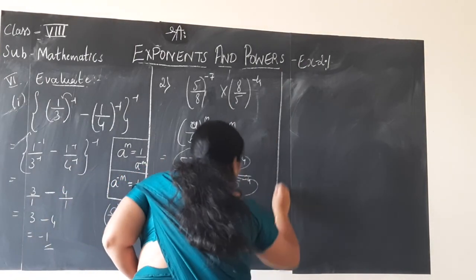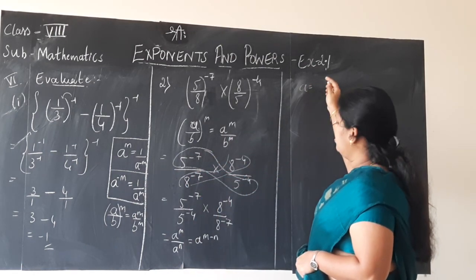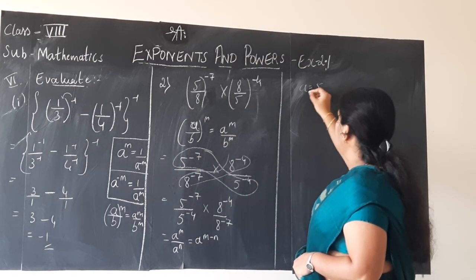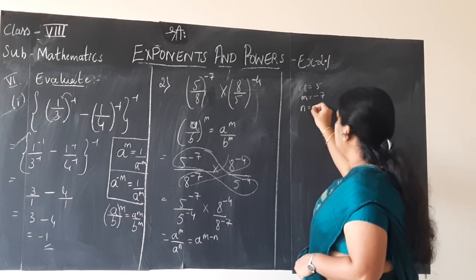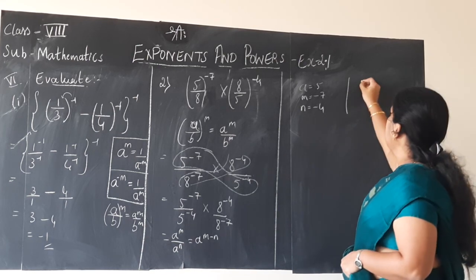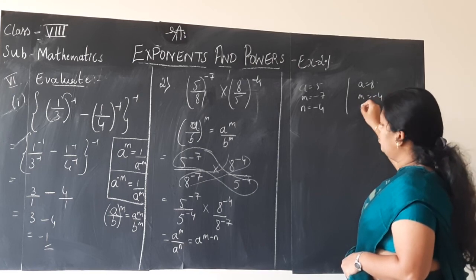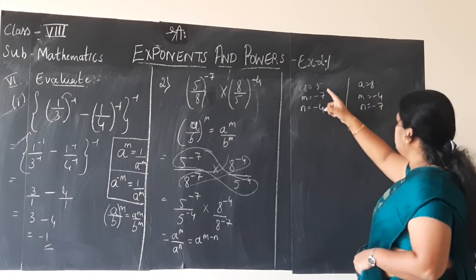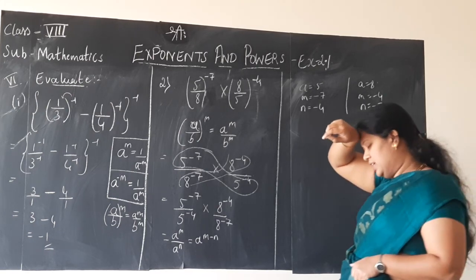So using that law of exponent, what is the value of a for the first one? It is 5. What is m? Minus 7. What is n? Minus 4. Similarly, for the second term, a is 8, m is minus 4 and n is minus 7. You have negative exponents everywhere. Be careful with the sign, children.